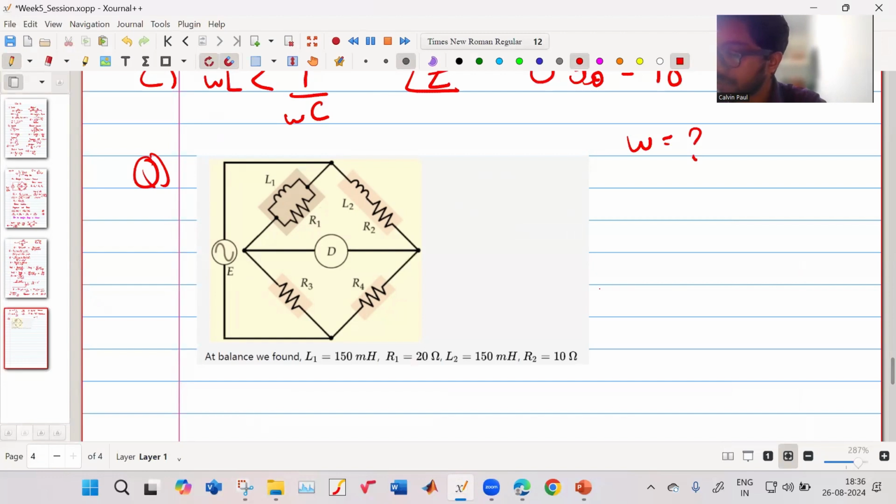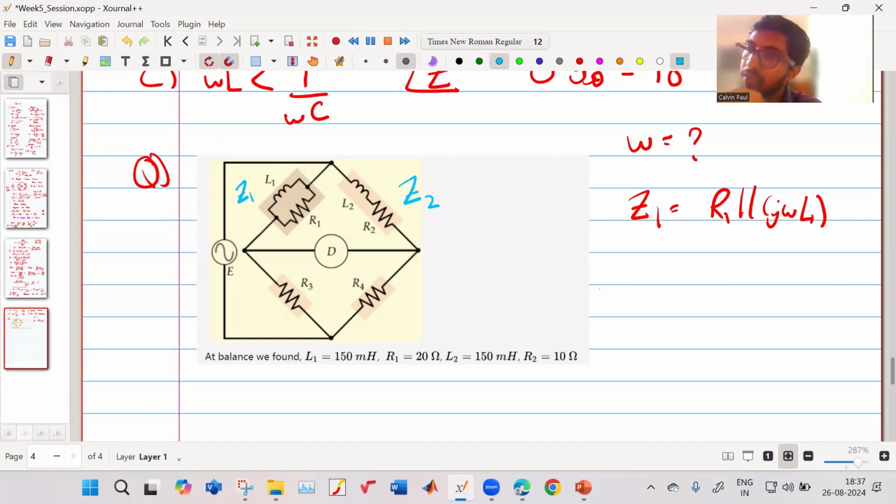So what is Z1 over here? L1 parallel R1, sir. So Z1 is R1 parallel to j omega L1. First, let us see this bridge. There is this Z1. You have Z2. Z1 and Z2 both are a combination of resistance and inductance. Then you have Z3, then you have Z4.